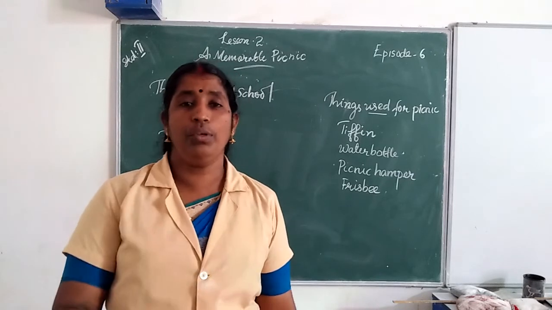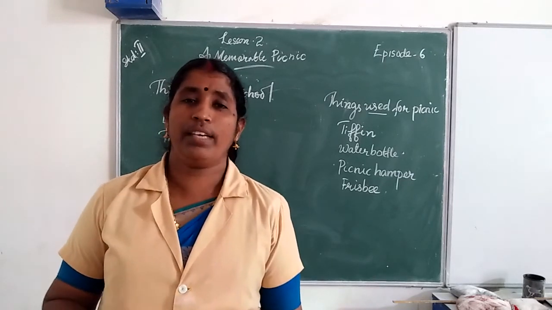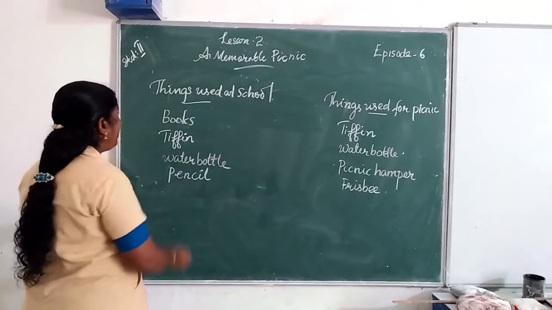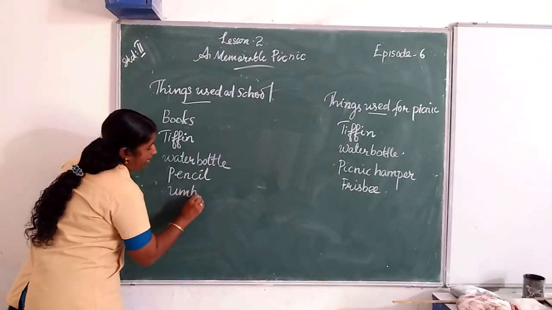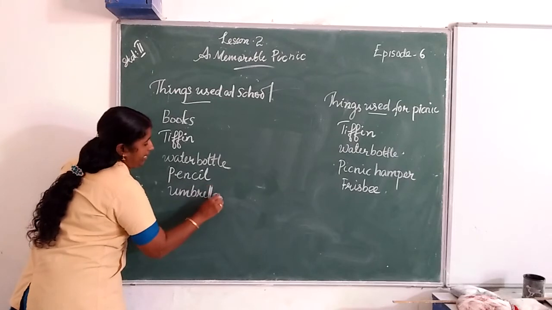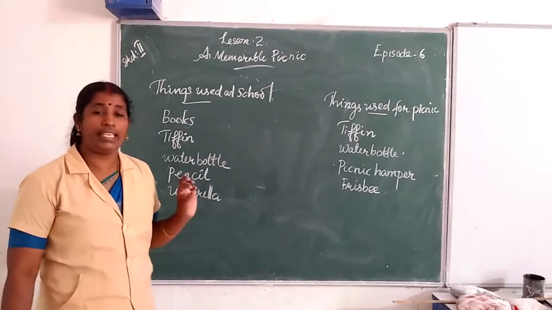Where do we carry an umbrella? When we go to school, we carry an umbrella. Okay? So let us write it in the first column. U-M-B-R-E-L-L-A. Umbrella. Is it clear?